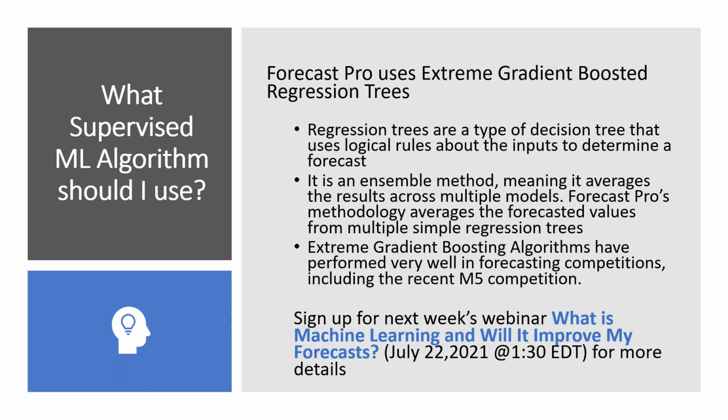So in terms of what extreme gradient boosted regression trees are, there are two main things here. First of all, it's an ensemble method, meaning it averages results across multiple models. And the type of model that it's averaging across is a regression tree. A regression tree is a type of decision tree that uses logical rules about the inputs to determine a forecast. So that's a very high level overview of what we're doing in Forecast Pro.